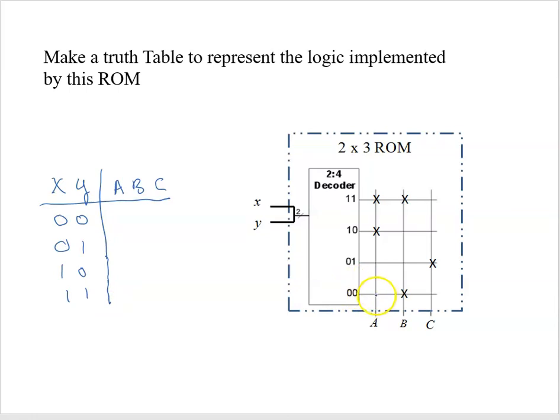So again, where the fuse for A is intact, we have an X. Where it's blown, and if it's intact, we get a 1. So we're going to have a 0, 0, 1, 1, and we'll do that in red. 0, 0, 1, 1, and here we'll have a 1, 0, 0, 1, and here we'll have a 0, 1, 0, 0, 0, 1, 0, 0.